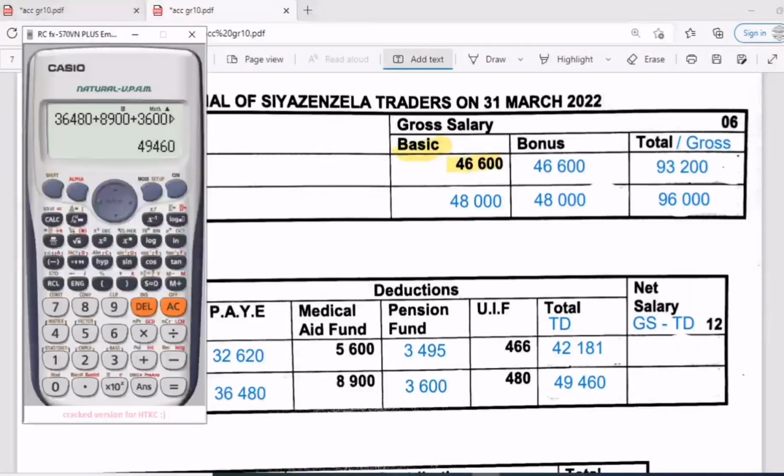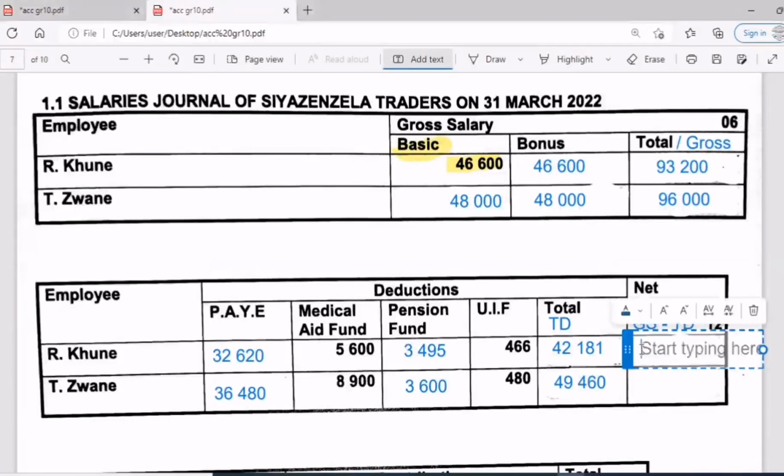So how much is the net salary, the take-home salary for Kune? His gross salary is 93,200 and the total deduction for Kune is this one of 42,181. So his net salary is 51,019. And for Zwane, the gross salary is 96,000.